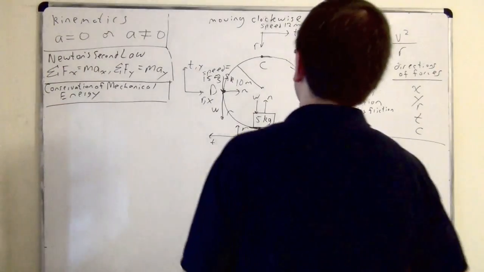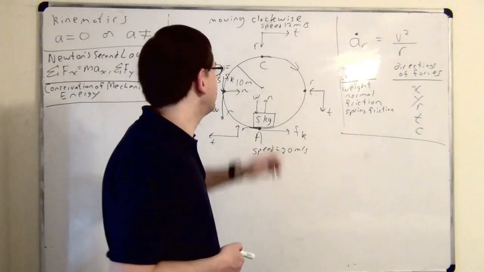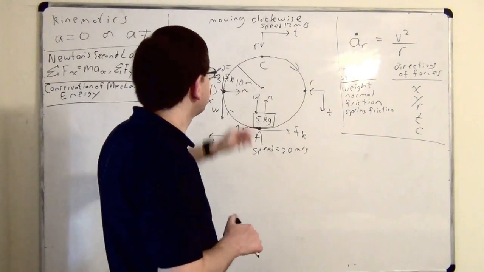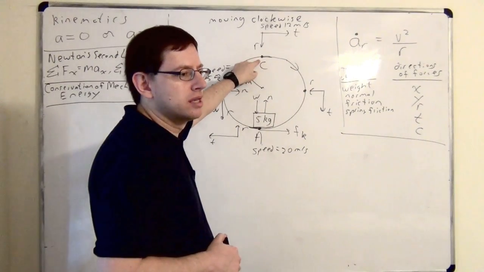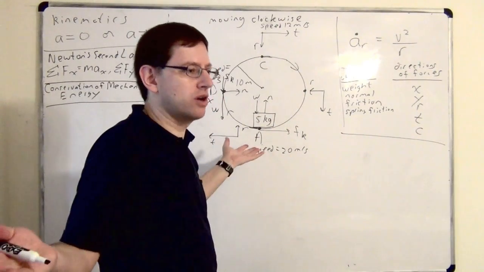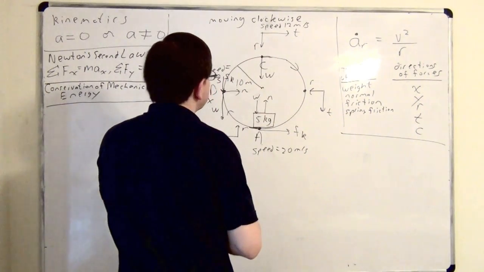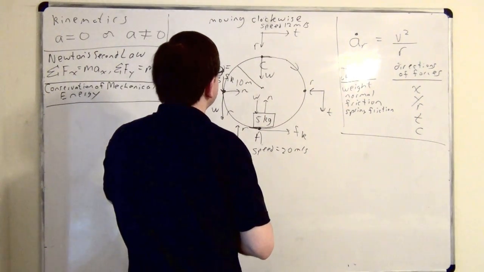Did you write down your axes? Good, we already had those down before. You made a free body diagram. What's one of the forces on this object? Weight going down. How do we know the weight is down? Because the weight is always down. What's another force on the object? Normal force going up, away from the surface.